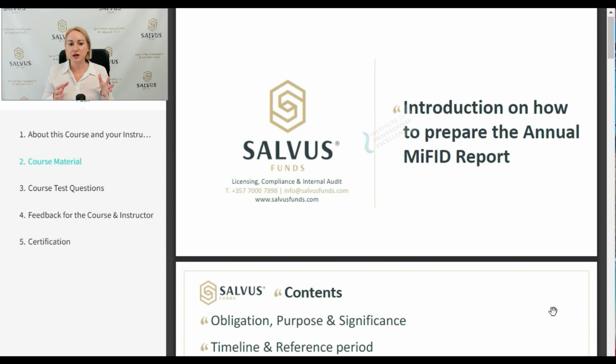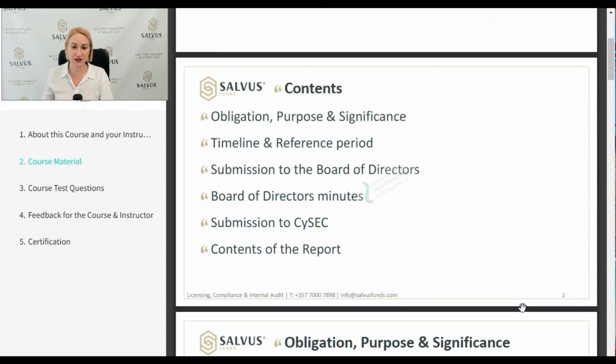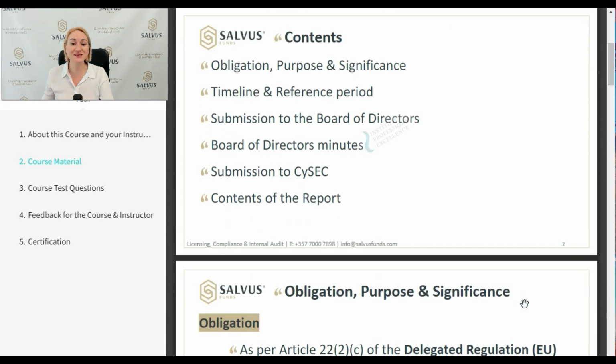We start within this section the introduction on how to prepare the annual MiFID report. Therefore, within this section, we are discussing the obligation, the purpose and significance of the report, the timeline and the reference period that we have, submission to the board of directors meeting minutes that we have to prepare, submission to the CySEC, and the general context of the report, where we are going to analyze them in separate sections.